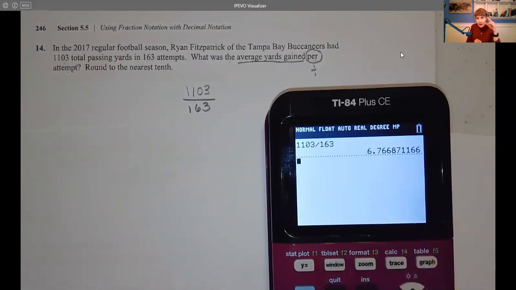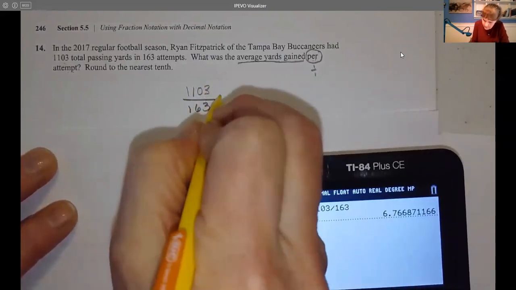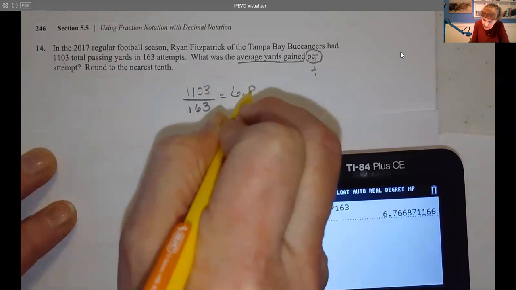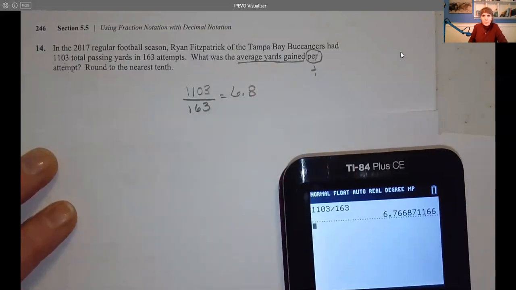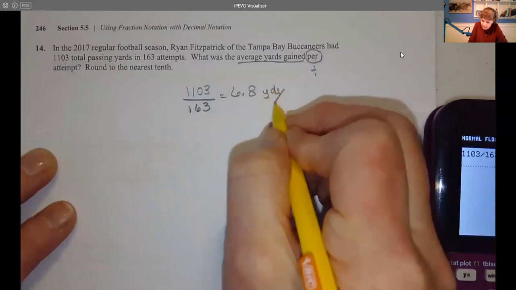So look on Pearson, look right next to the blank or right after the question, it'll tell you. In this case, round to the nearest 10th. So the 10th is the 7. So I'm going to look to the right. It is 5 or greater. So that 7 is going to become an 8. So it's 6.8 yards per attempt. Yards gained per attempt.